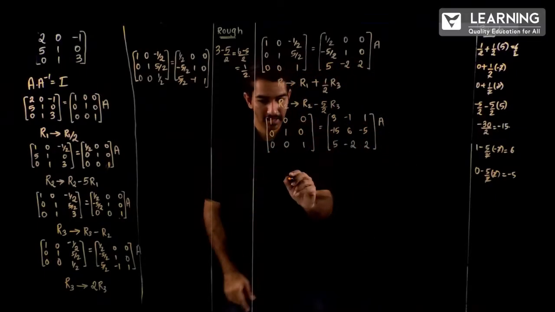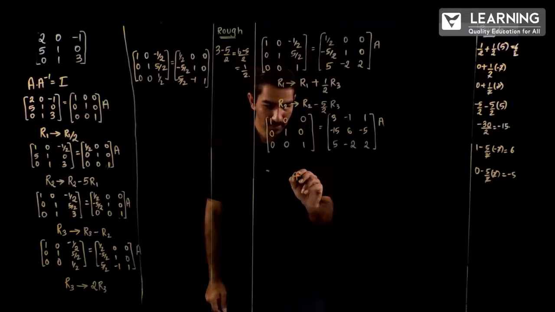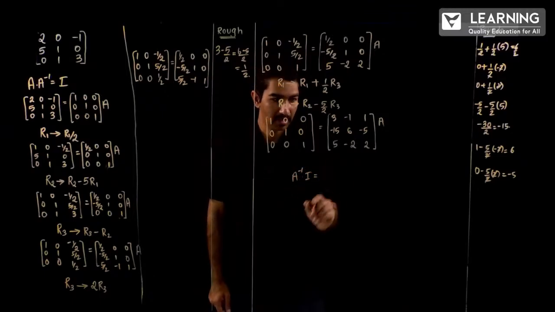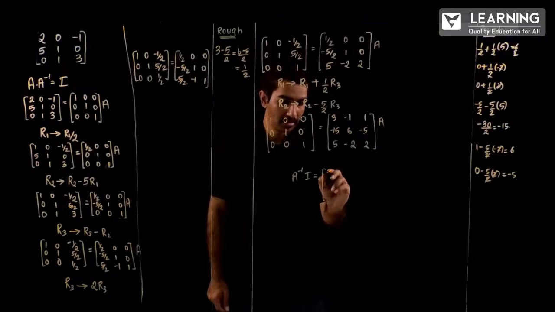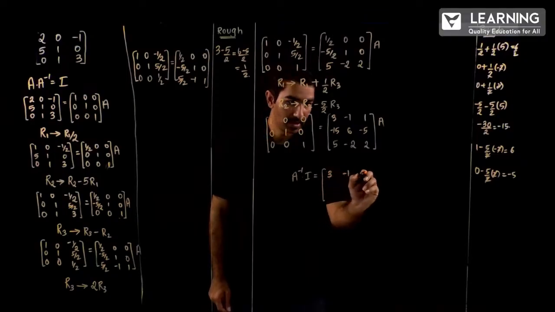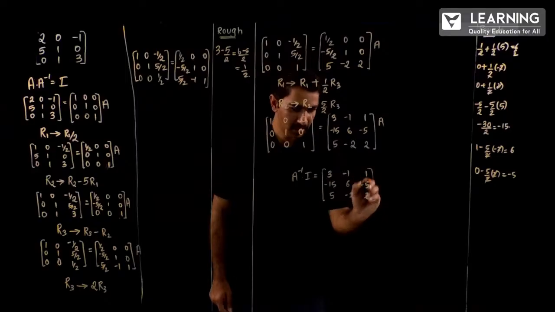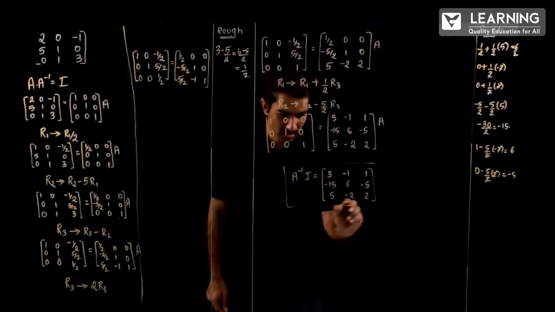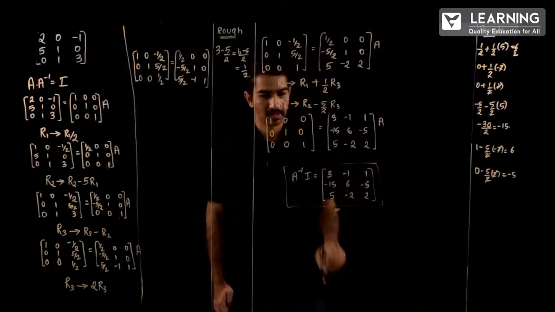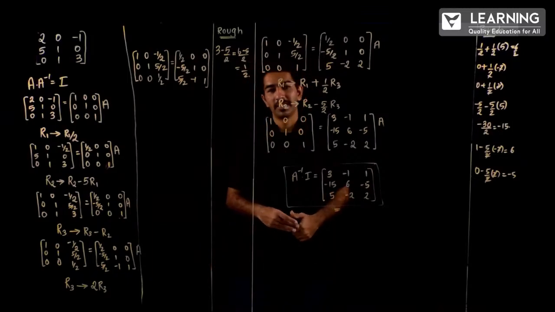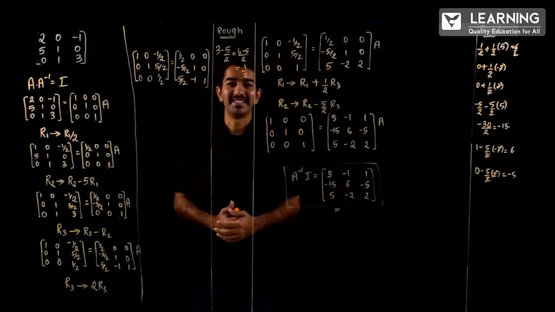Send this A on that side. So that will become A inverse into I equals 3, minus 1, 1, minus 15, 6, minus 5, 5, minus 2 and 2. So this will be our A inverse. Make a note of this. So this is the last problem, students, in the matrices chapter.